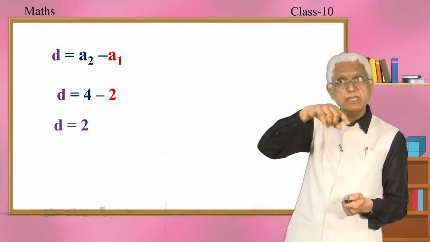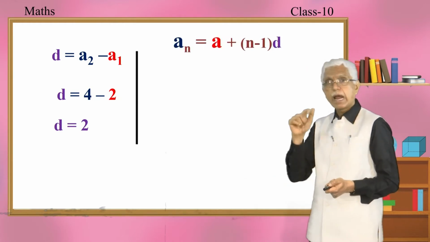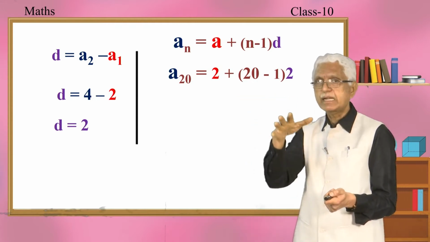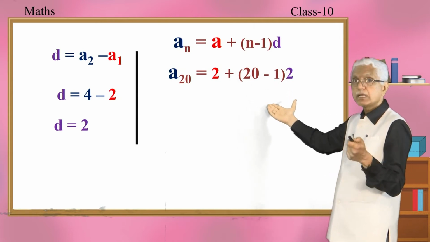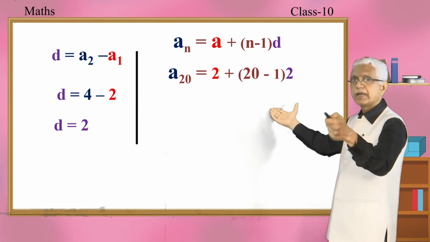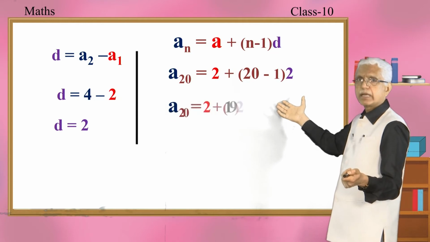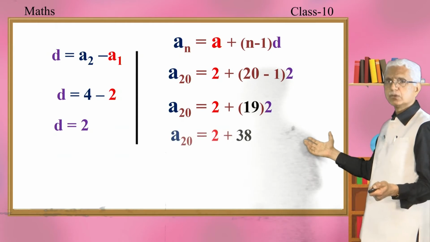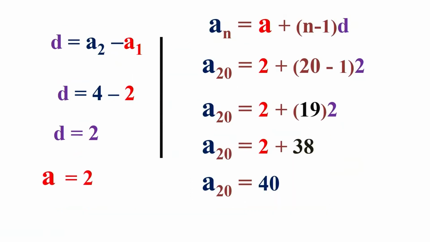So, you know the first term, you know the common difference, right? And what is it that you have to find out? You have to find out the 20th term, correct? So, an is equal to a plus n minus 1 into d, which is a20 is equal to, what is the first term? A is 2, plus 20 minus 1 into, what is the common difference you have found out? It is 2. Simplify this, you get a20 is equal to 2 plus 20 minus 1 is 19, 19 into 2 is 38, 38 plus 2 is 40, a20 is 40. So, the 20th term is 40.